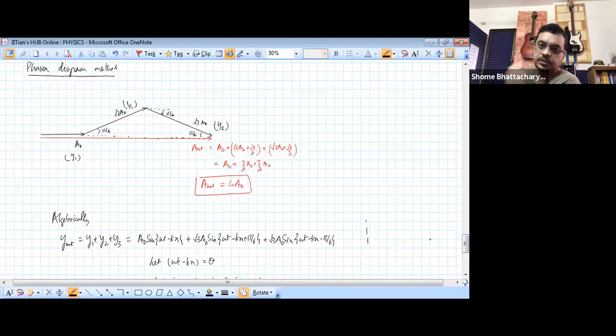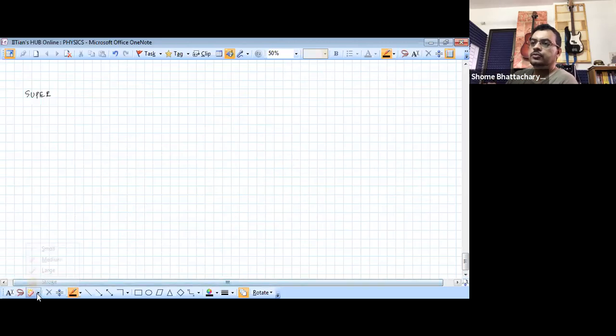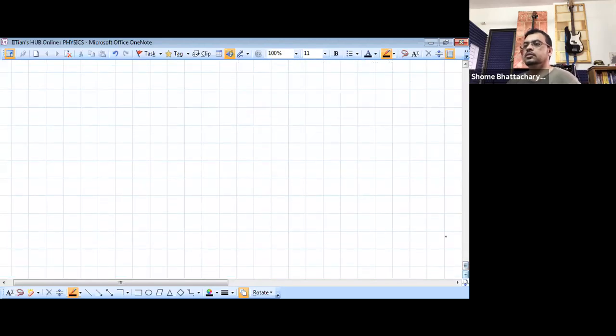Right, Sudhir. So hope this is clear now. Okay. So now another category of superposition. See next. The case of what we call standing waves or stationary waves.